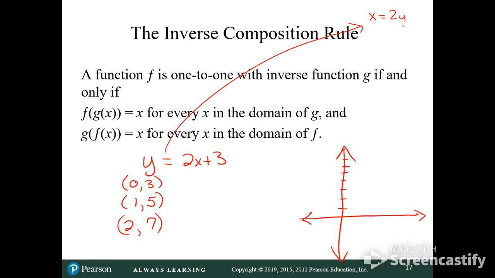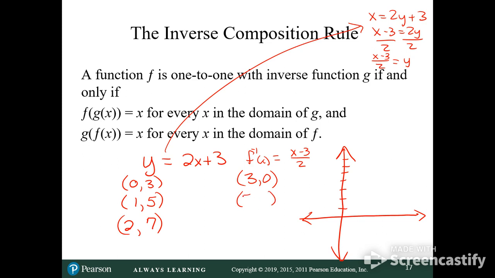Now, if I want to find the inverse of this function, I switch the x and y around. X equals 2y plus 3. So to get y alone, I subtract 3 and divide by 2. So the inverse of this function equals x minus 3 over 2. Now, what's interesting about this is, what if I put in a 3? What am I going to get? 3 minus 3 is? 0 divided by 2 is?